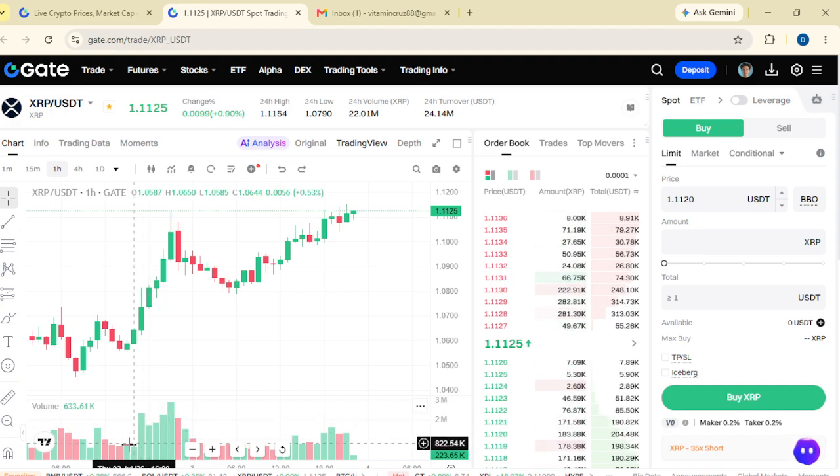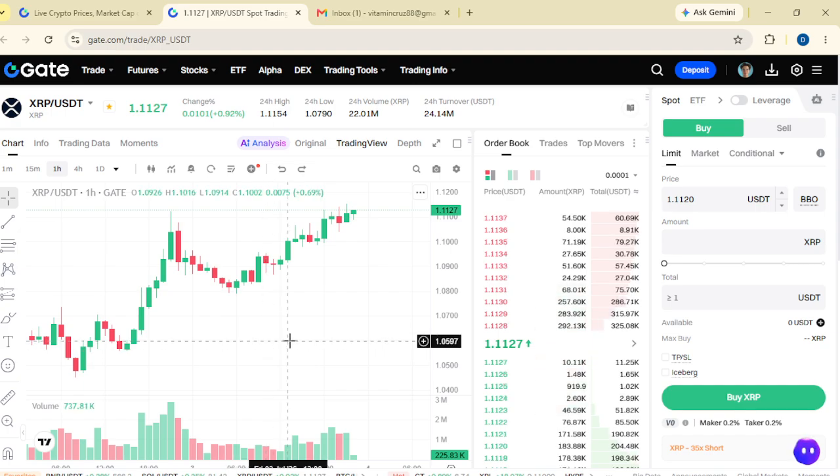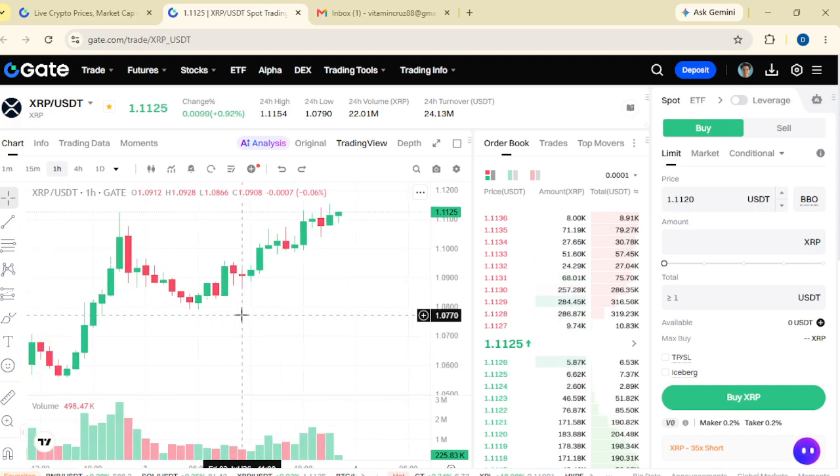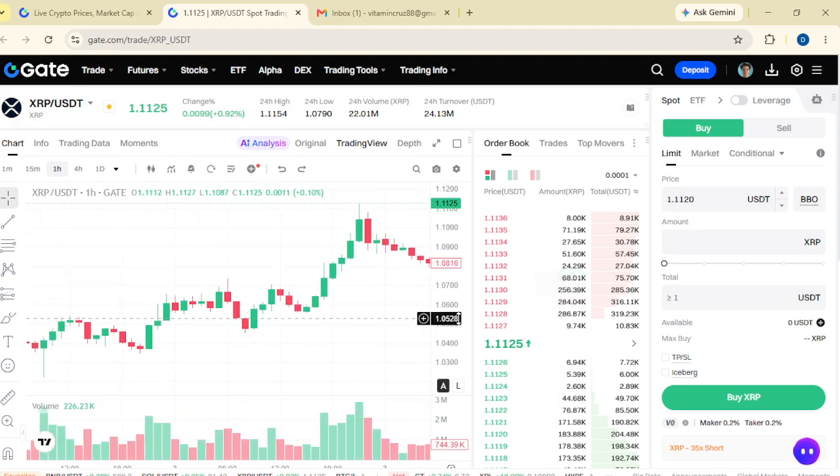To get a better view of price action, you can zoom in or out on the chart and move across historical data. And that's how to read price charts on Gate.com.